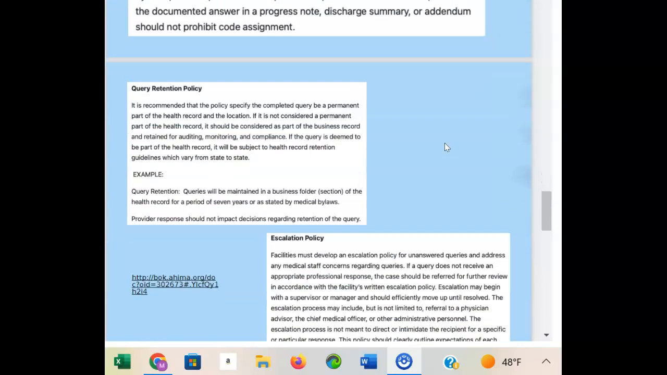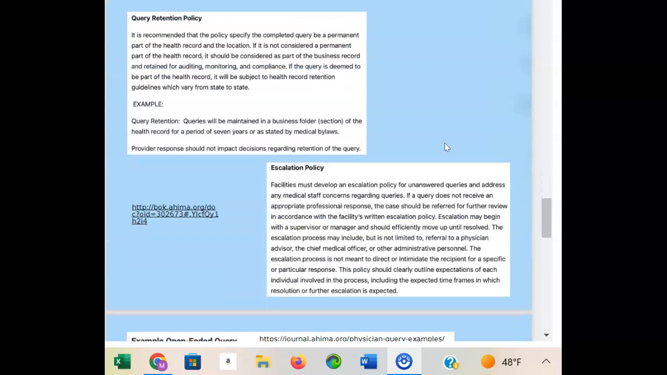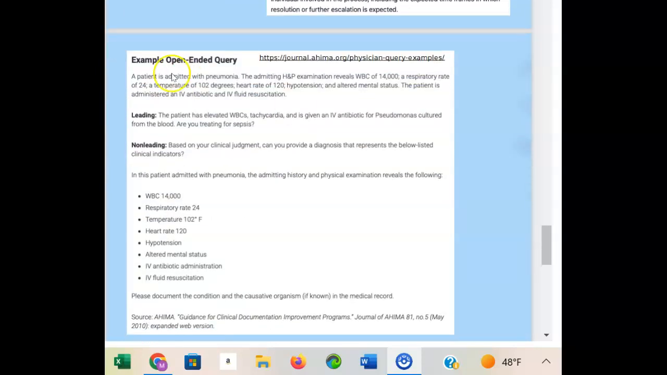On how to query: open-ended query. All right. Leading and non-leading. This is the biggest thing right here.